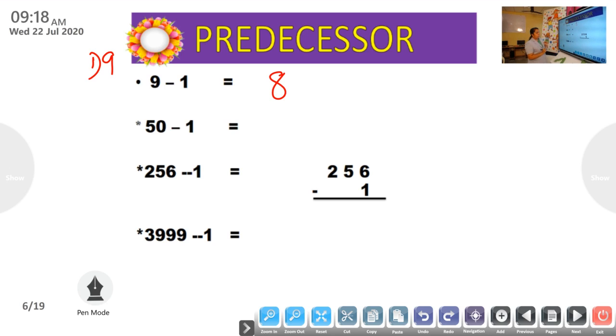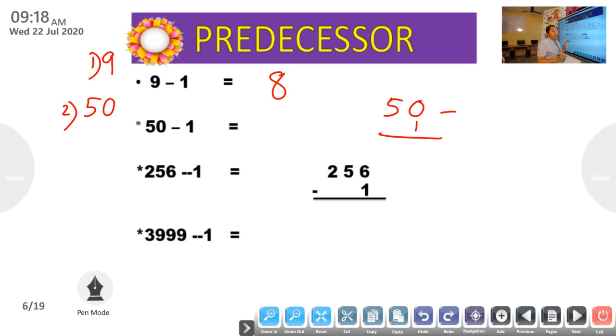Good. Then what's the second question? 50, isn't it? Say the number just before 50. Just before 50 is 49. How do you get the 49? You have to subtract 1 from the given number, which is 50. So you get 50 minus 1. How do you subtract 0 minus 1? Can you do it? So you have to borrow.